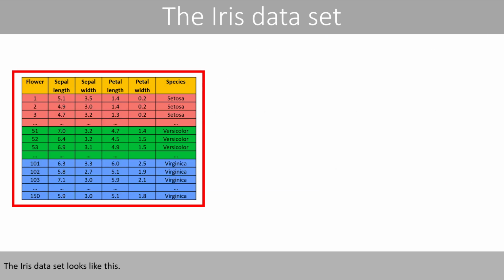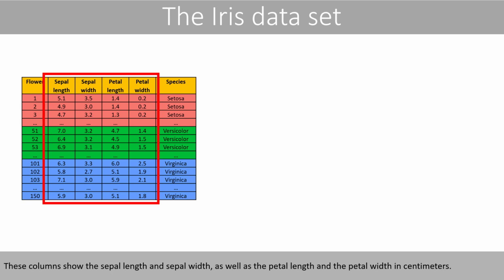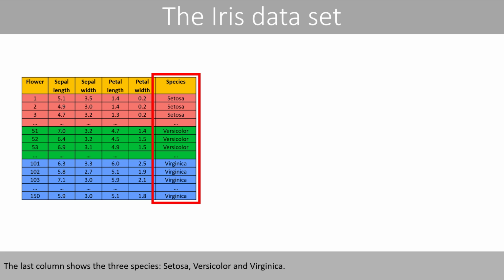The iris dataset looks like this. In total, we have 150 rows, where each row represents the measurements of 1 iris flower. These columns show the sepal length and the sepal width, as well as the petal length and the petal width in centimeters. The last column shows the 3 species, setosa, versicolor, and virginica.